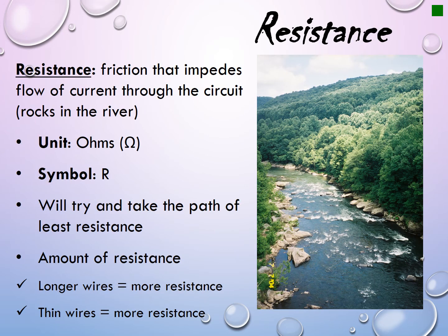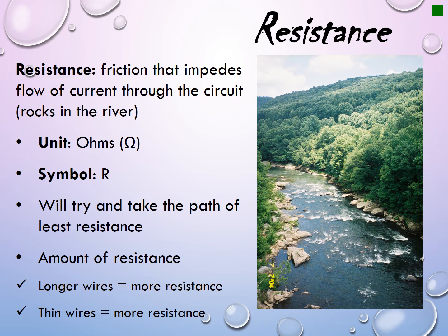And then resistance. Think of what a resistance does. Well, it slows things down. So that's what this is. Resistance is the friction that impedes the flow of the current through the circuit. So anything that slows the flow of the electrons or the current will be your resistance. So that would be rocks in the river.